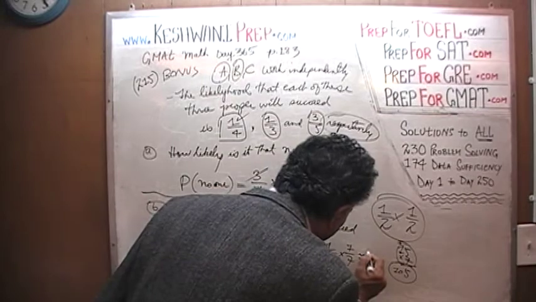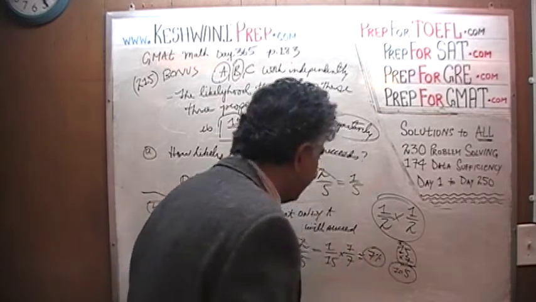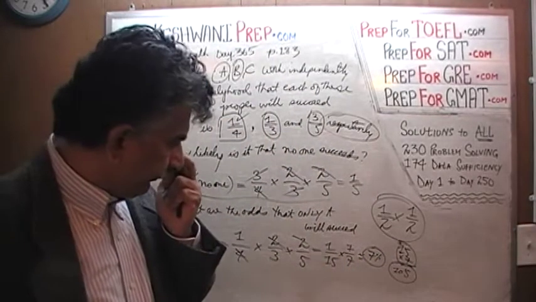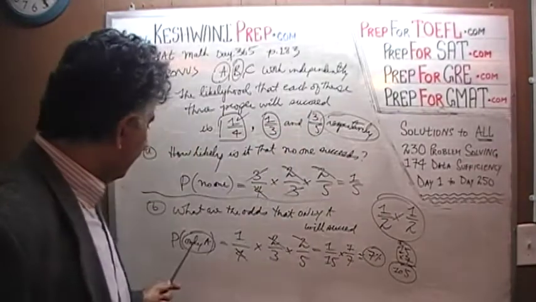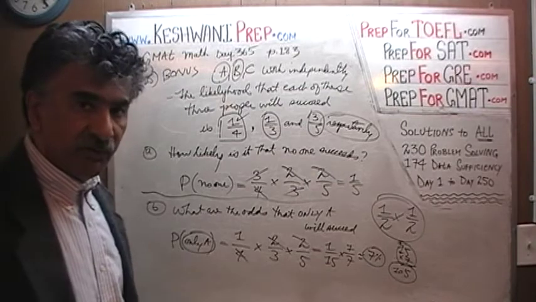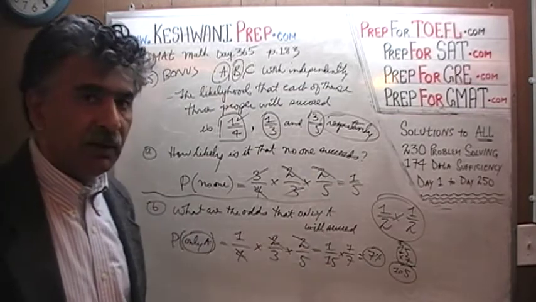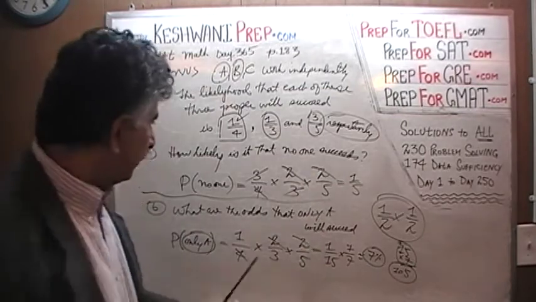It's approximately equal to 7%. Not quite, but there is only 7% chance. There is only 7% chance that A will succeed where the other two will fail, whereas there is a 20% chance that they will all fail. Let's do one more, shall we?